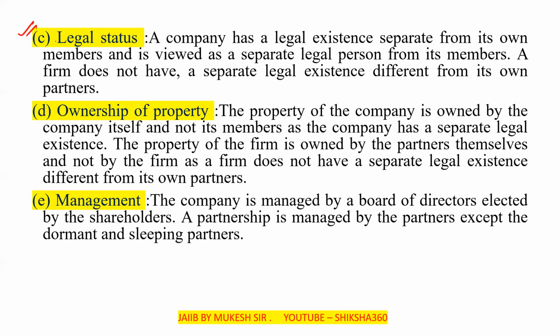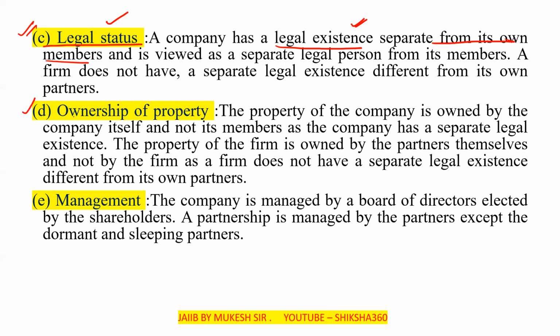Now the next one is the legal status. A company has a legal existence separate from its own members, and it is viewed as a separate legal person from its members. On the other side, a firm does not have any separate legal existence from its partners. So a company has a separate legal existence, whereas a firm does not, and it has to exist on behalf of its members.